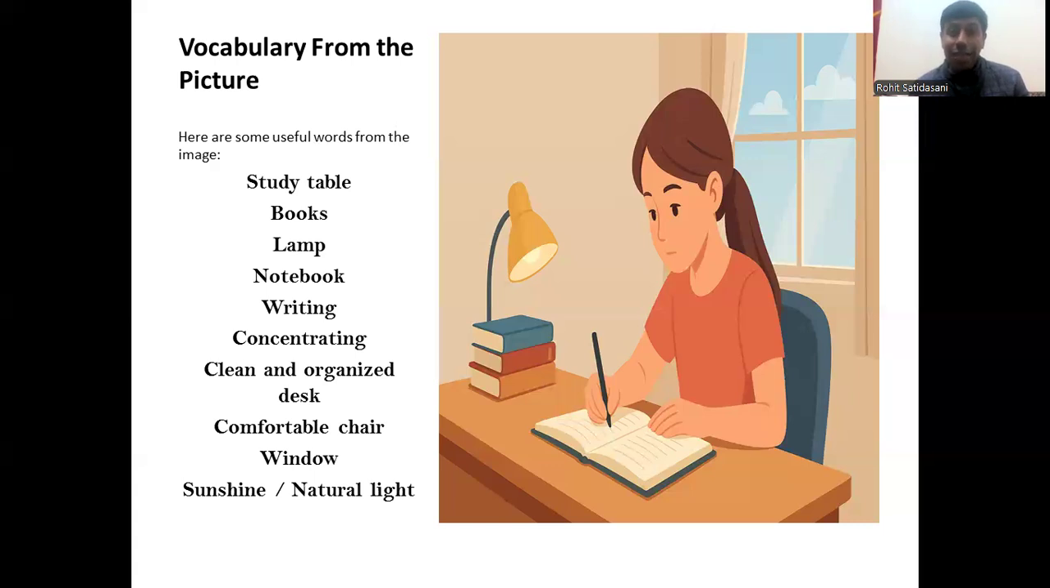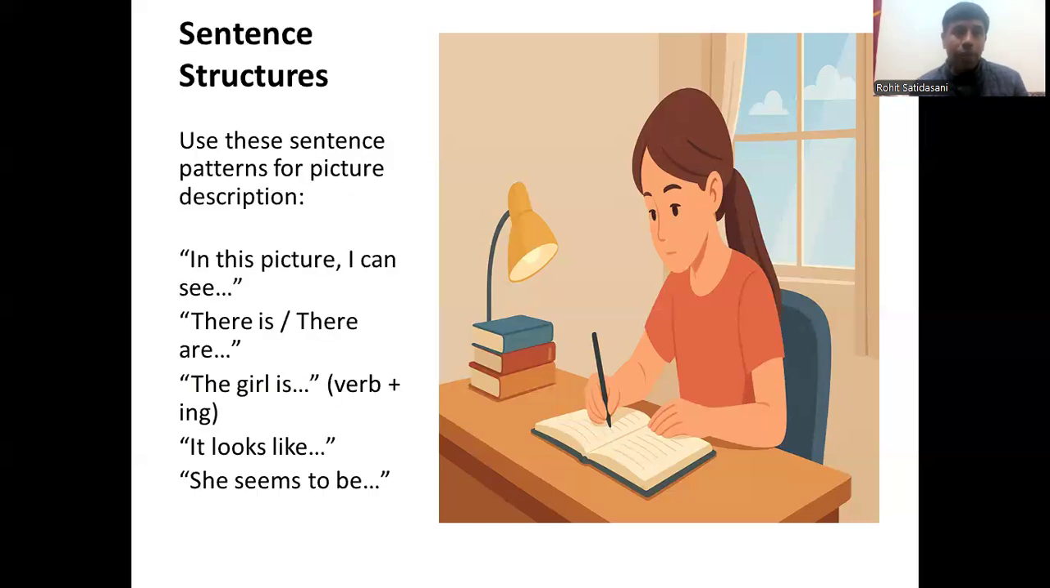Okay, let's move on to see what type of sentences you can build out of these words. Now these sentence structures are normal, basic sentence structures, which can help you start describing the scene, describing the picture, all right? Like, for example, in this picture, I can see. Now, here you can add so many things.